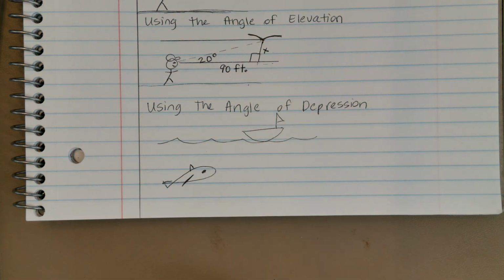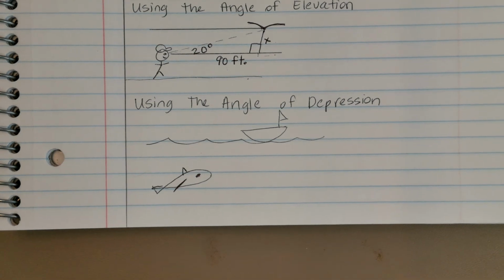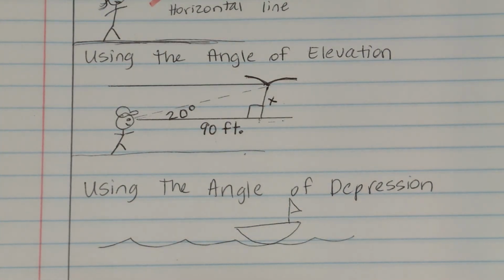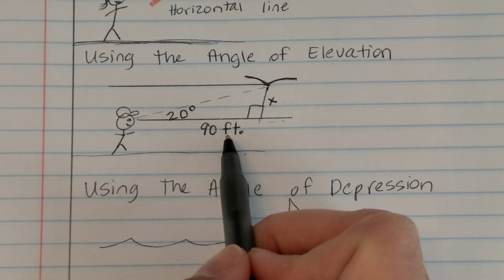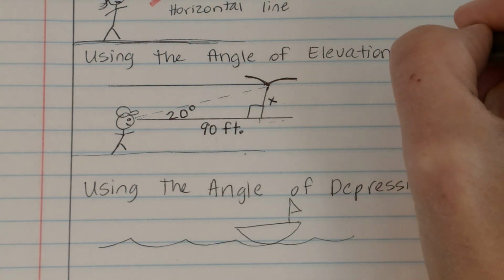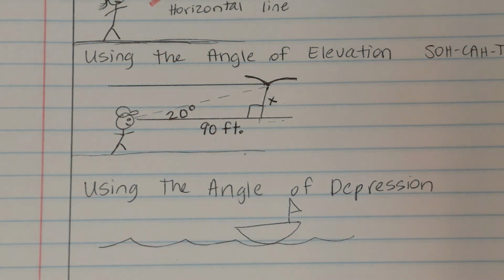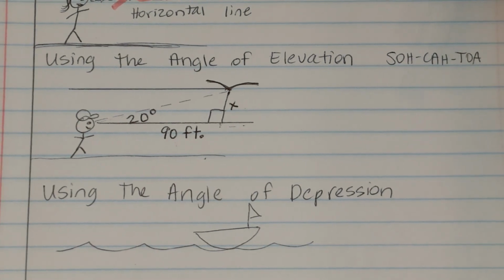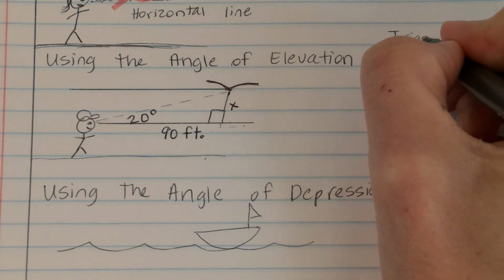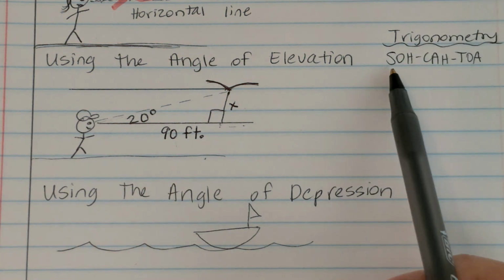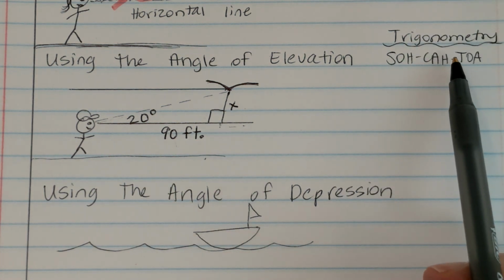So I want you to think, what have we learned so far, especially from last week, about right triangles and when you know an angle and a side. So I want you to think of SOHCAHTOA. Oh, of course you can't see that. Okay, so think about SOHCAHTOA. This is trigonometry, of course. So is it going to be a sine, cosine, or tangent? That's what I want you guys to be thinking.